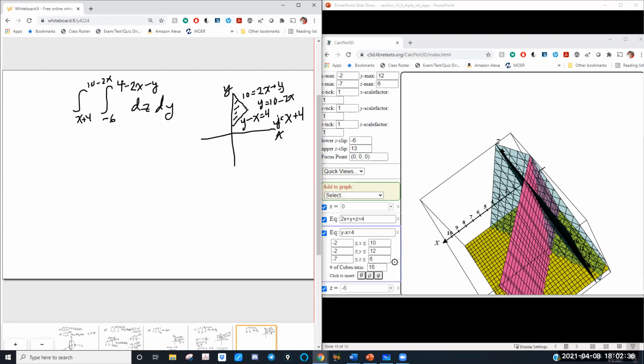Okay. Now we do need the intersection of these two. We need the x value. So we're going to set those two equal to each other. So 10 minus 2x equals x plus 4. Add the 2x over, we get 3x, subtract the 4, we get 6. And that's going to give us x equals 2. So it's going to go from 0 to 2 in the x direction. And that would give us the volume of that region.